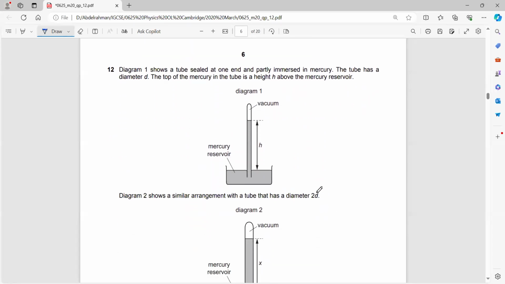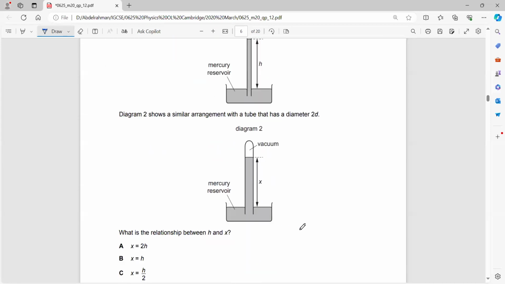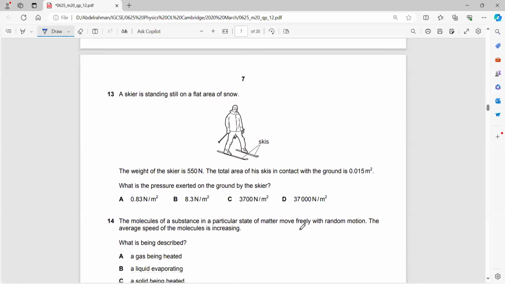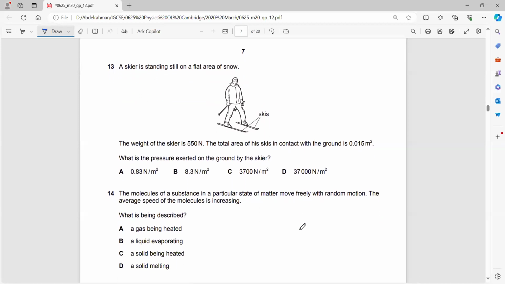Question 12 is definitely cancelled. Question 13. The skier is standing on a flat area of snow. The weight of the skier is 550 newtons. The total area of his skis in contact with the ground is 0.015 meters squared. What is the pressure?